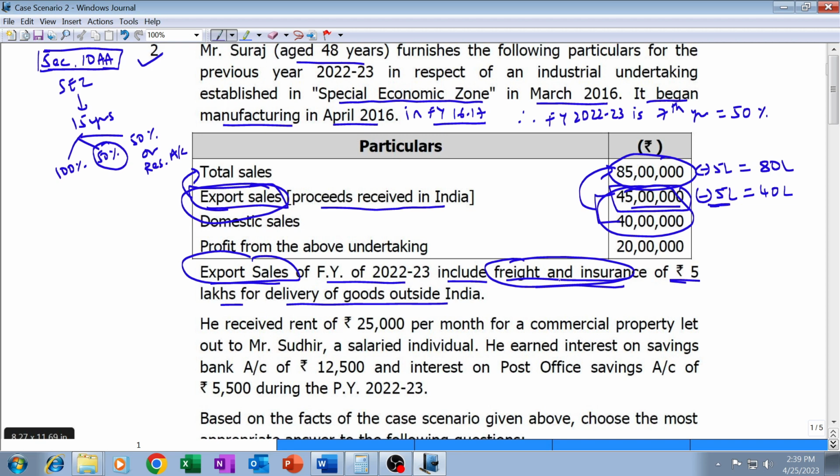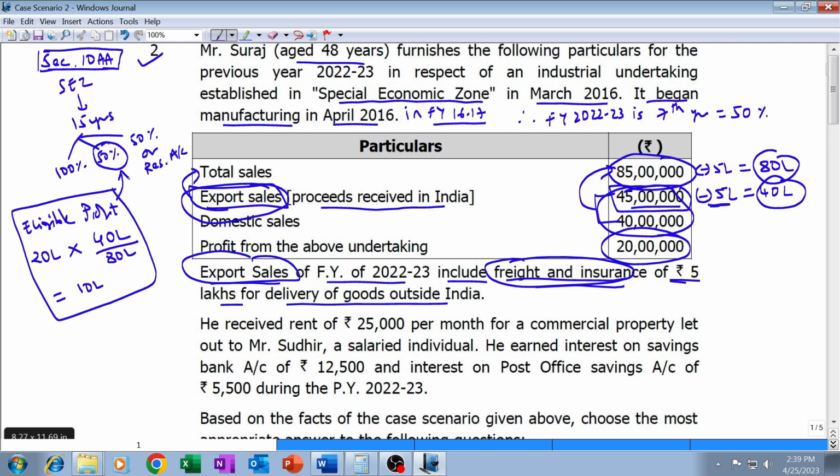Any which ways, applying this formula we will find out. Now it will become easier for us. 20 lakh rupees is the total profit. Out of total sales of 80 lakh, 40 lakh rupees is the export turnover. So what will be the formula for finding out eligible profit? Eligible profit thus will be 20 lakh rupees, the total profit, into 40 lakh rupees, the export turnover, divided by 80 lakh rupees. Or you can say 45 lakh minus 5 lakh divided by 85 lakhs minus 5 lakh. Eventually this will be 10 lakh. Eligible profit will be 10 lakh and deduction will be 50% of eligible profit. Accordingly deduction will be 5 lakh rupees.